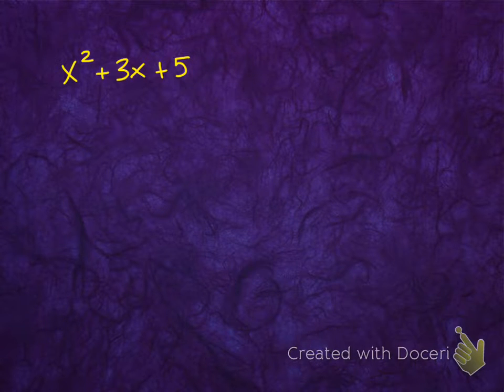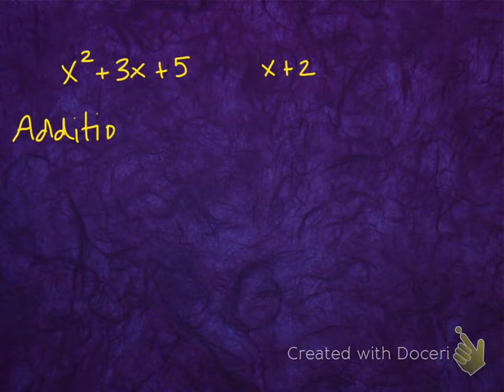Okay, so we have x squared plus 3x plus 5. And then let's say we have x plus 2. Now, we can add these two together. So addition. So addition and subtraction are pretty much going to be the same type of a thing. We're really just combining like terms.